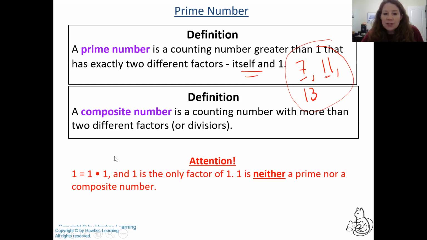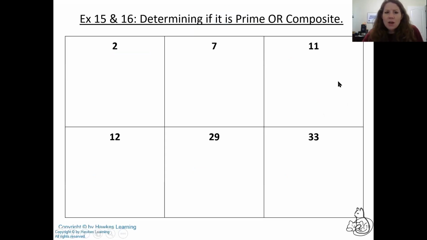And then it gives you this little extra information, a little trivia question. 1 is the only number that's neither prime nor composite. 1 is neither prime nor composite. Every other number is either prime or composite, but not 1. It's neither. All right, so we're going to say if this is P or C, is this prime or composite?